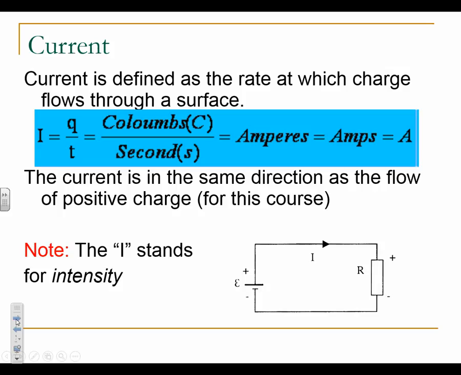So the current is in the same direction as the flow of a positive charge for this course. And what that means is that the positive is going to go away from the positive terminal and into the negative terminal of a battery. So that's how we always look about how the current is going to flow as well. So the I stands for the intensity of the current, and so that is that current value.